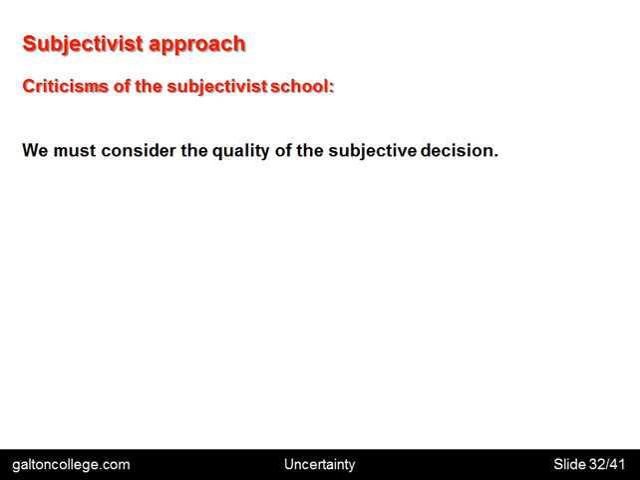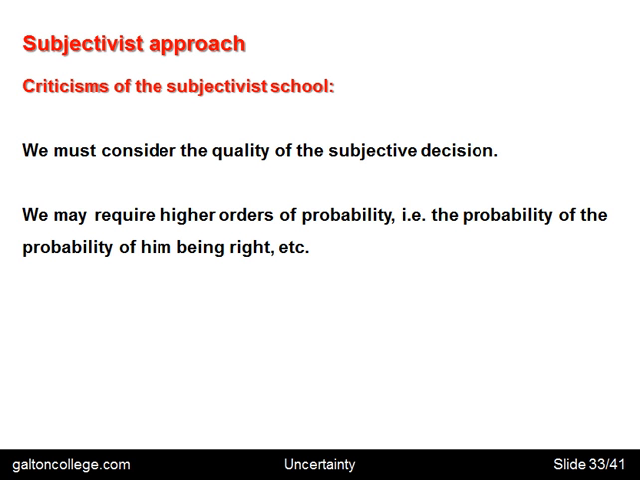I mean, it's interesting that some entrepreneurs continue to make good decisions and their companies get bigger and better. Other entrepreneurs make one good decision and after that it seems to be downhill. So we must look at what leads to good quality decisions. We may require higher order probabilities. For example, what's the probability of him being right?